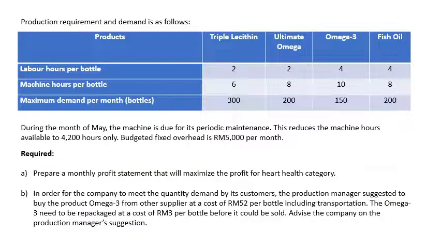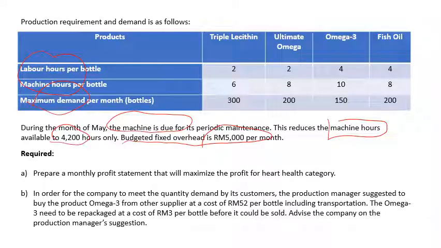Next paragraph, they give a second table that shows labor hours and machine hours per bottle, and also maximum demand. During the month of May, the machine is due for predicted maintenance. So this question is quite similar to ABC Sdn. This reduced the machine hours available to 4,200 hours. Budgeted fixed overhead per month is 5,000. So that means step 1 we can skip because we already have the limiting factor. We have problems with machine hours, that means our limiting factor comes from machine hours.